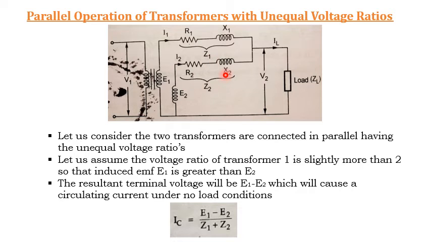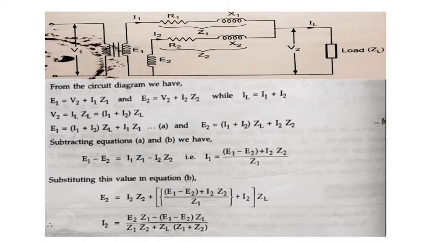But in case of unequal voltage ratio, if both the transformers have unequal voltage ratio, here we will get the circulating current. So the magnitude of the circulating current is represented as E1 minus E2 divided by Z1 plus Z2. So this is the circulating current. Now we will discuss the load sharing between both the transformers.